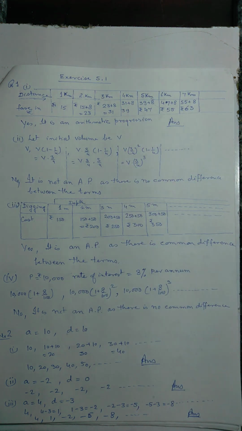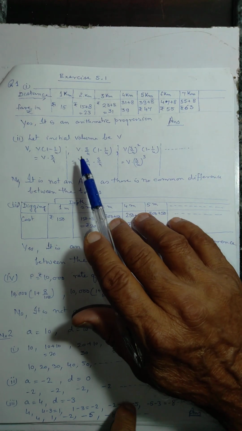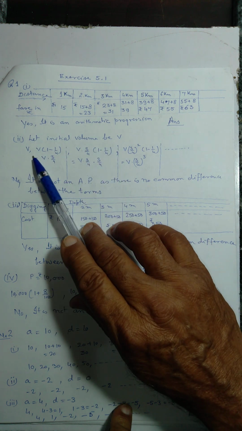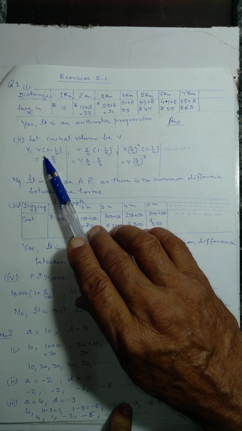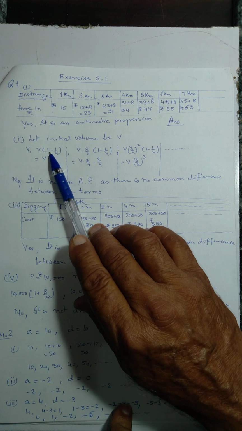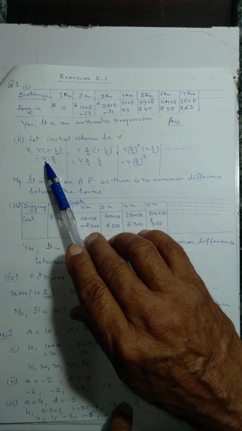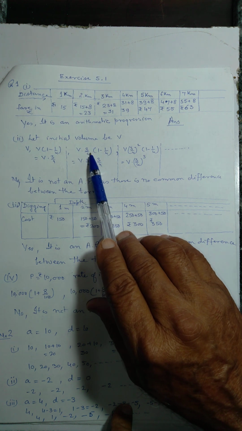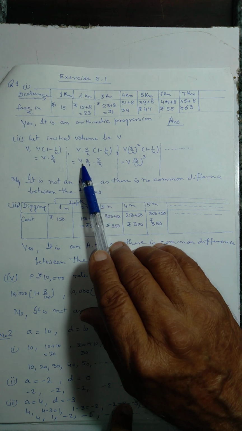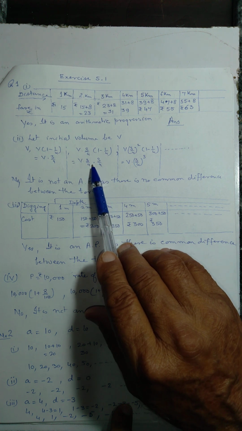Now the second situation is the amount of air present in a cylinder when a vacuum pump removes one-fourth of the air remaining in the cylinder at a time. Here let's assume that the initial volume be V. So V, after reducing one-fourth, will remain 3/4 of V. And again, reducing the 1/4, it will be V into 3/4 into 3/4.